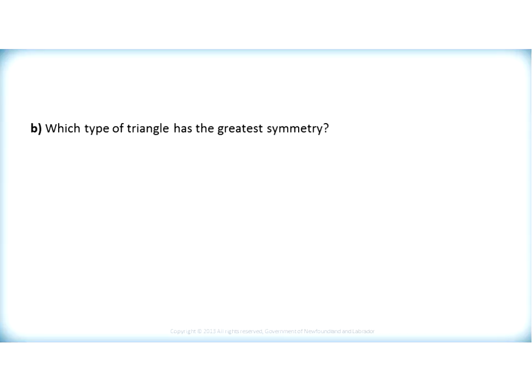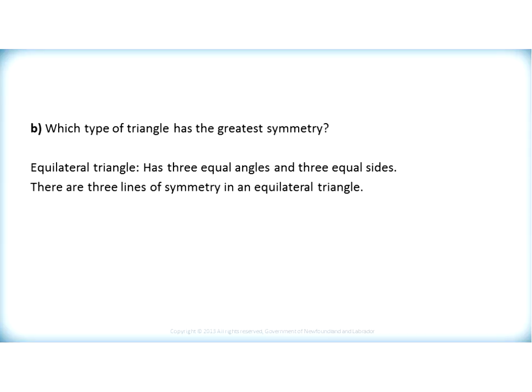Which type of triangle has the greatest symmetry? So we'll go through the 3 triangles in the same order we just looked at the side lengths. So the first type of triangle would be an equilateral triangle. And an equilateral triangle has 3 equal angles as well as 3 equal sides. So in an equilateral triangle, there are 3 lines of symmetry.